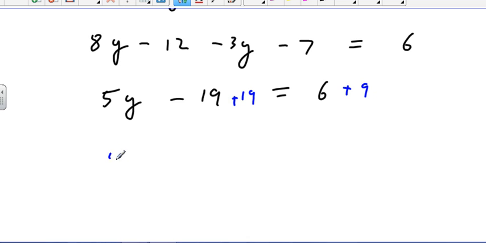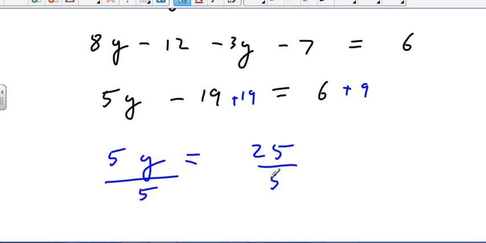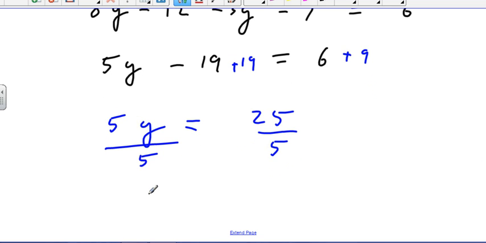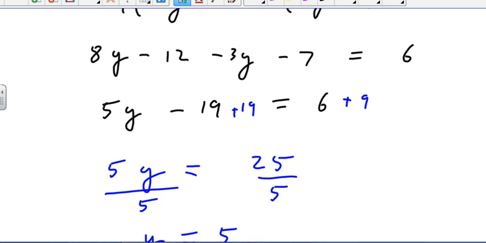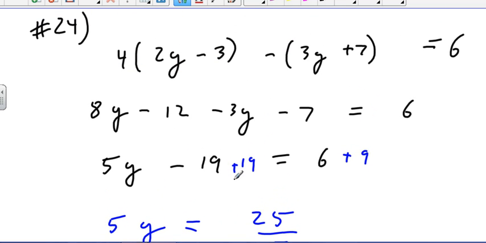And I'm going to have 5y is equal to 25. Divide by 5. I know I want to divide by 5 sometime. And y is equal to 5 again. You mind scrolling back up? Oh, okay. Never mind. 4 times 2 is 8.